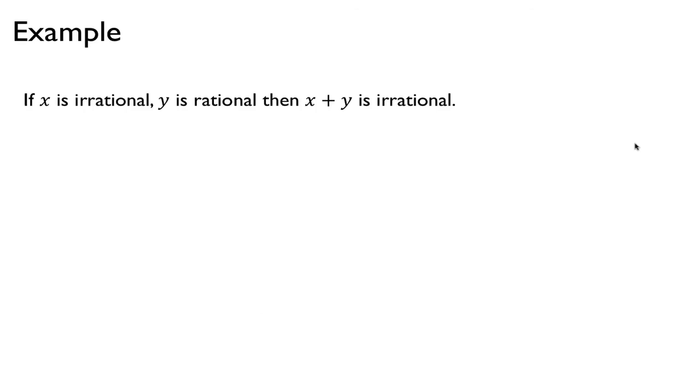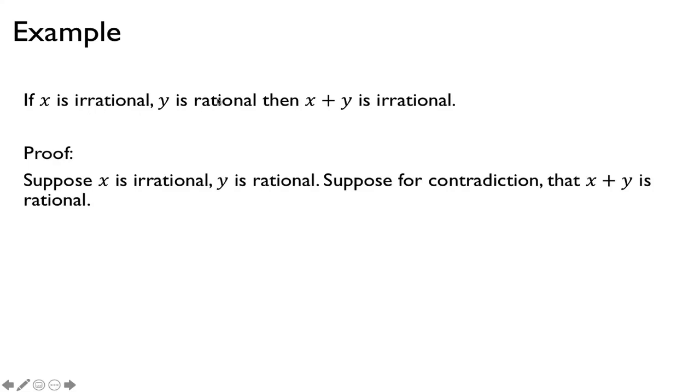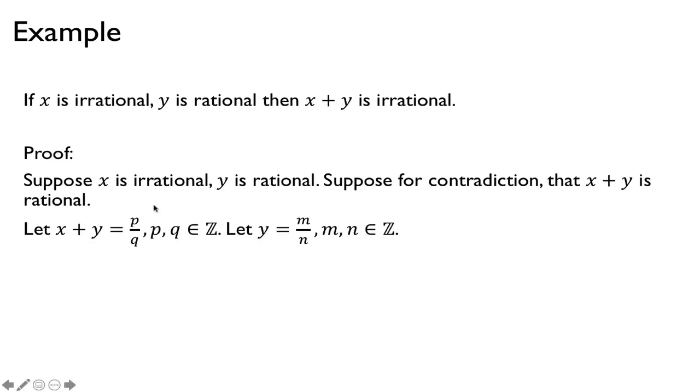For example, if x is irrational and y is rational, we want to prove that x plus y is irrational. So let's do a proof by contradiction. Again, we start by assuming the assumption as usual: x is irrational and y is rational. Then we assume the negation of the conclusion, which is that x plus y is rational. And notice that the power behind this is that by assuming the negation of the conclusion, we have an extra assumption that gives us more information to prove what we want, or at least to get the contradiction. Our assumption that x plus y is rational means that you can write it as p over q. We also know that y is rational, so that's m over n for some integers m and n.